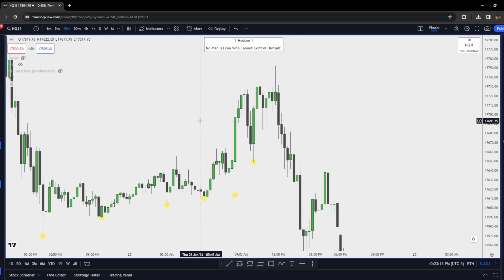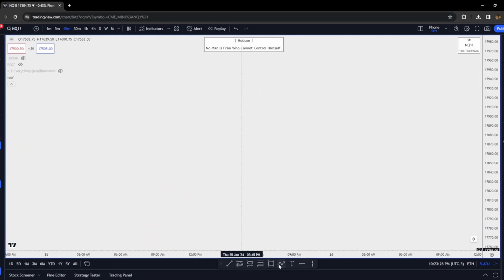Now, I want to get this out of the way now. This is a 3 drives pattern right here. A 3 drives pattern means we are engineering liquidity. All of this liquidity right here is being engineered with this 3 drives pattern. Let's go over that right now.